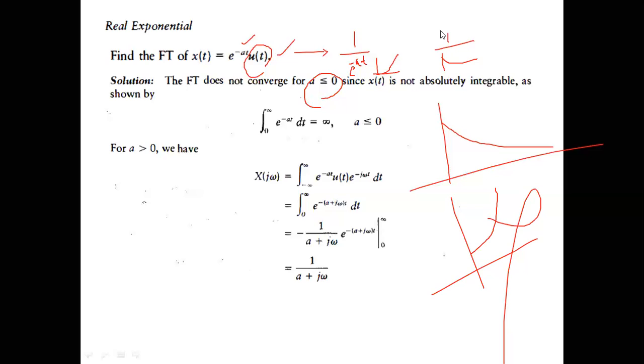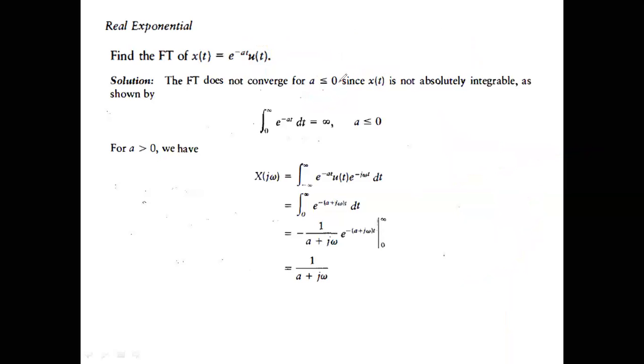Okay, that is why the author first starts by stating that the Fourier transform does not converge for a less than 0. So this is the first statement by the author. This is going to be infinity, does not converge, does not exist at all. So this is the first statement.